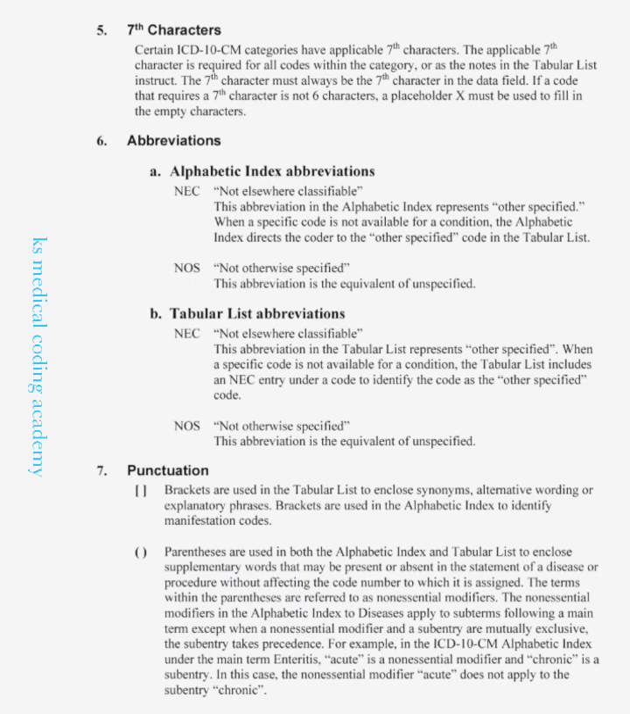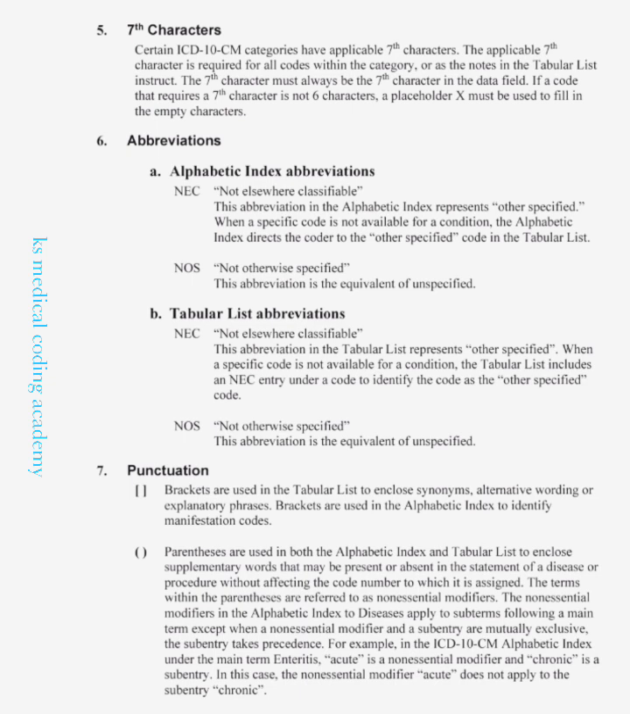5. 7th characters. Certain ICD-10-CM categories have applicable 7th characters. The applicable 7th character is required for all codes within the category, or as the notes in the tabular list instruct. The 7th character must always be the 7th character in the data field. If a code that requires a 7th character is not 6 characters, a placeholder X must be used to fill in the empty characters.